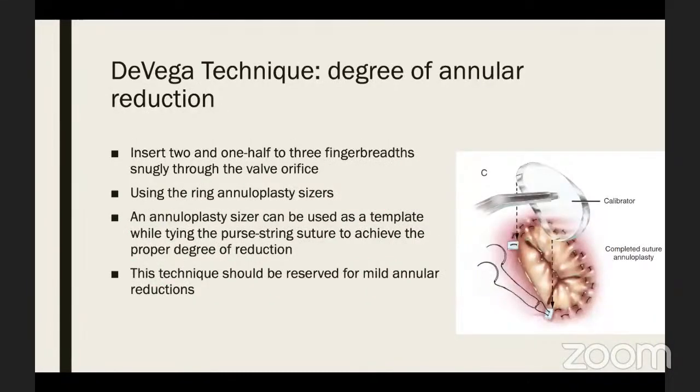The way to ensure the degree of annular reduction with the De Vega technique is either by inserting fingers, where 1.5 to 3 finger breadths should fit snugly through the valve orifice, and then tying, or by using the ring annuloplasty sizers, which are used for the rings that we'll talk about in the next slide. The annuloplasty sizer can be used as a template on the valve, and then the sutures can be tied to achieve the proper degree of reduction. The De Vega technique should be reserved for mild annular reductions.